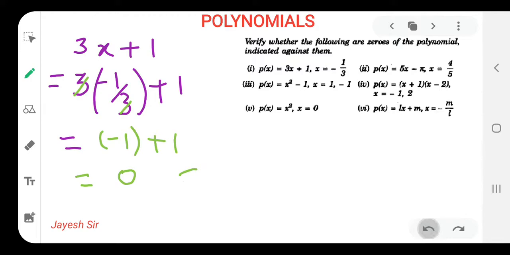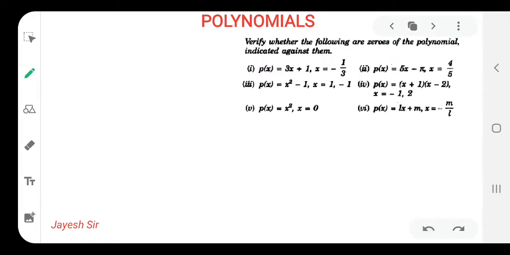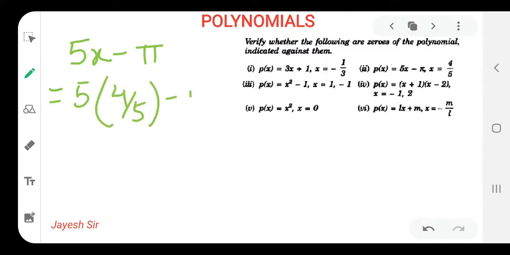So let's begin with our second sum. If you have understood it in detail, then you can pause the video and try to solve it on your own. I am solving over here. Our second sum is 5x minus pi. Here we have to put the value of x as 4 by 5. So instead of x, I will put the value 4 by 5, and pi as it is.